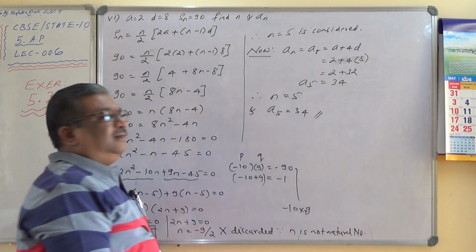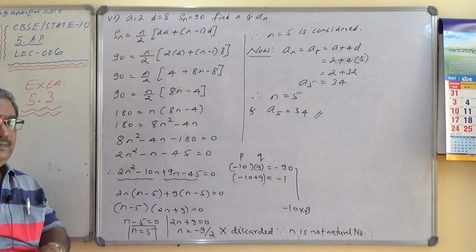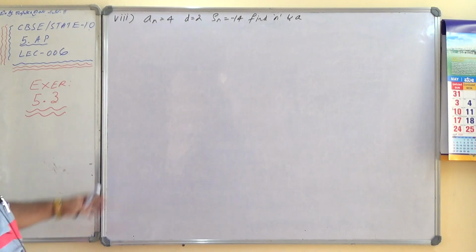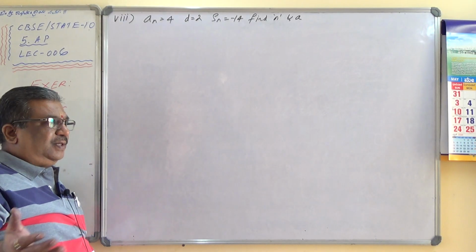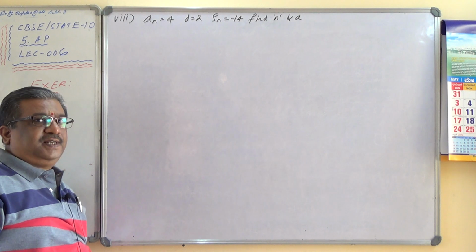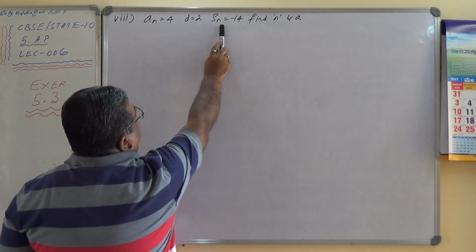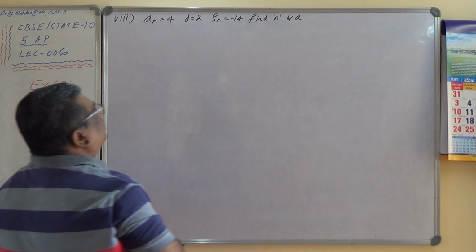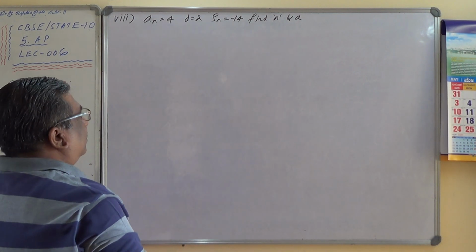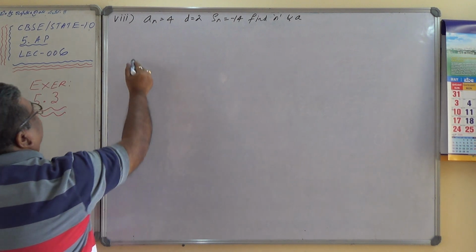Let us check the answer. Note it down. I am taking the 8th one because the 7th one was similar to the 6th one. You solve it. 8th one: an is given, d is given, sn is given, find n and a. So how to solve now? Let's see.